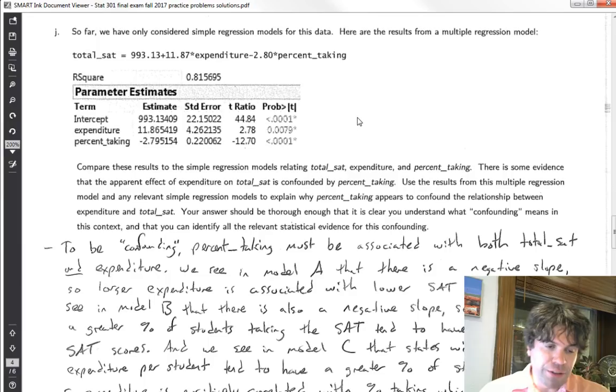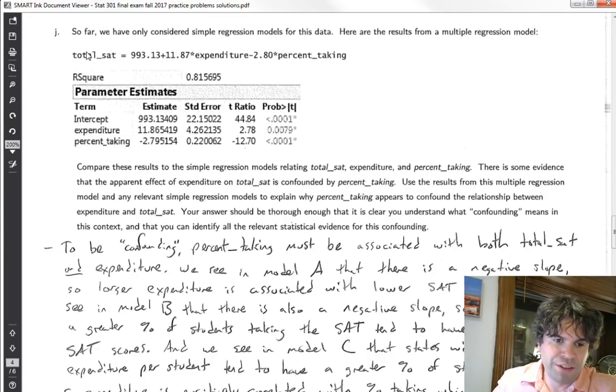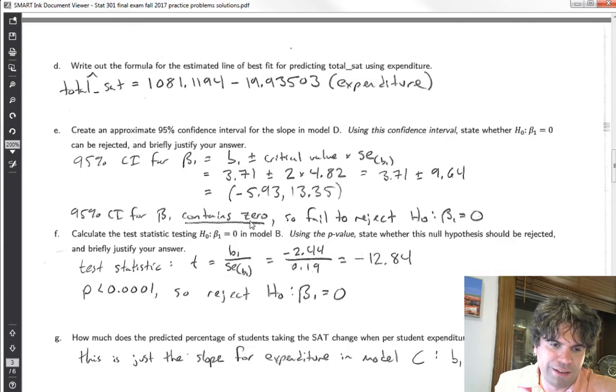Okay, J says, so far we've only considered simple regression models for this data. Here are some results for multiple regression models. So here is the full estimated model, total SAT being the response variable, and then we've got expenditure in there and percent taking in there. It turns out that there's a pretty good case to be made that percentage of students taking the SAT is a confounding variable. It confounds the apparent relationship between total SAT score and expenditure. And so this question is just asking, in what way is percent taking behaving as a confounding variable, and use the results that we've seen here and up here to make the case.